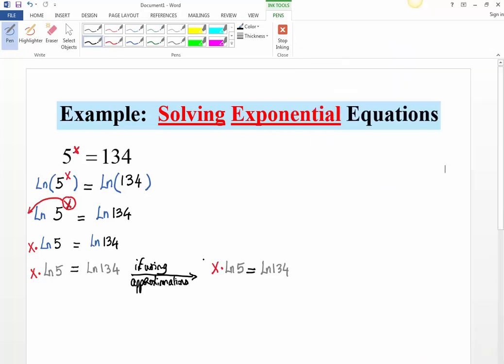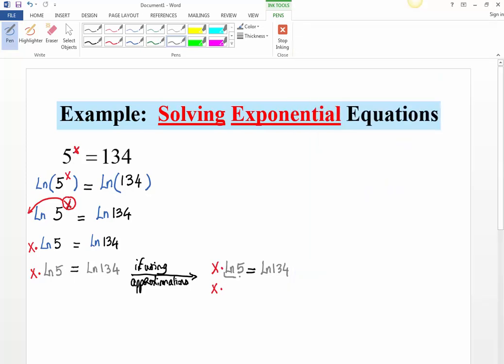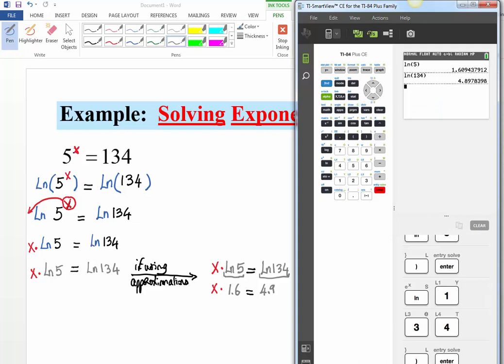So we'll get over here x times ln of 5, and we said ln of 5 is 1.6, so that's x times 1.6, and that's equal to ln of 134. If I were to round that, I would call that 4.9 if I recall correctly. So if you were to replace those two ln values by their approximations, let's just think about the process. How would you solve for x?